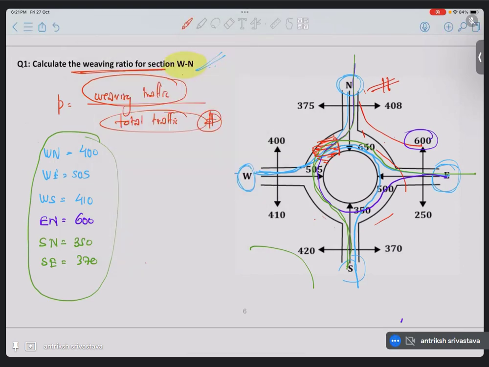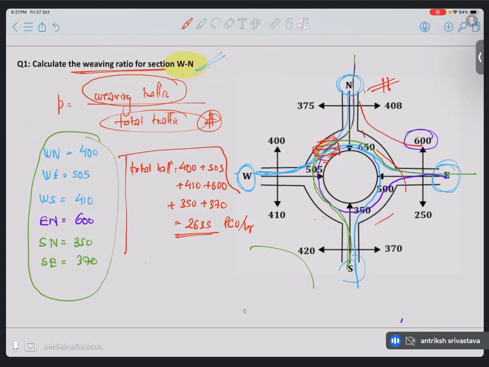So let's calculate that. We have the total traffic as 400 plus 505 plus 410 plus 600 plus 350 plus 370. What's the value? That is 2635. So let's write the unit. Maybe we can write PCU per hour, that is passenger car units per hour.